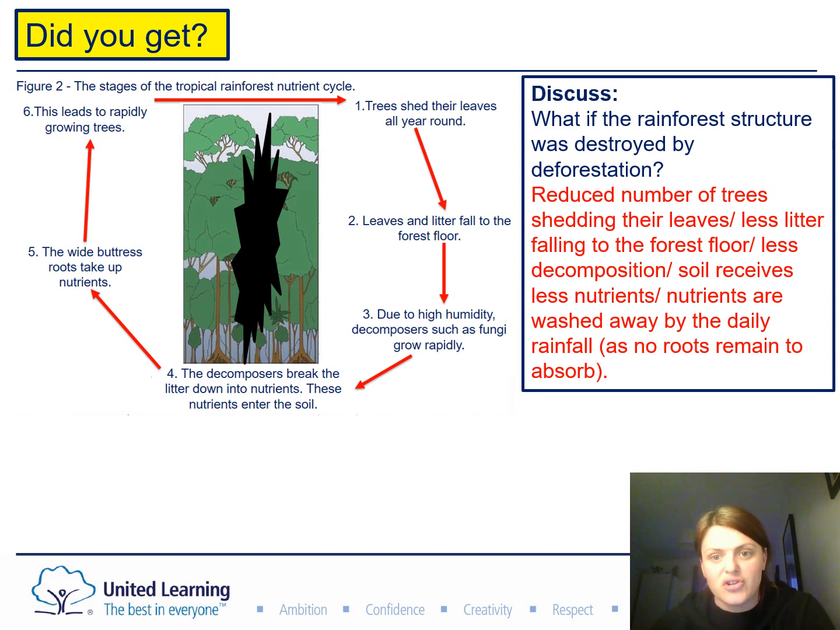So if you got rid of a tree, there wouldn't be any leaves falling to the ground. Therefore, no nutrients would fall back to the ground. There'd be nothing to then decompose into the soil, and there'd be nothing to be taken up again by the roots. And also, because it's in a rainforest, it rains every day. So whatever has fallen to the floor will just get washed away, because there'll be no roots of the trees holding it there.